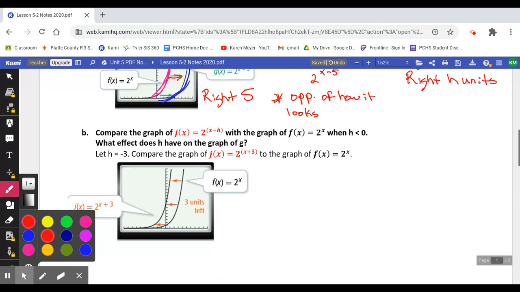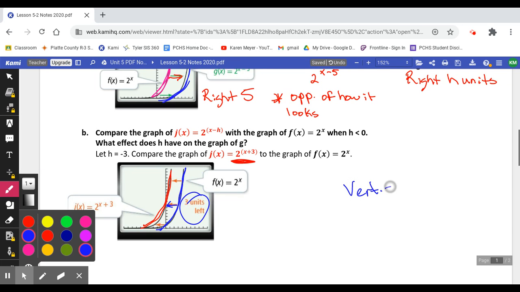And then if you want more proof, you can come down here and look at my second example. You're going to notice up here, it says 2 raised to the x plus 3. So that's this red one, compared to my original one, which is blue. And this time you notice that you're going to the left 3 units. So super important. I'm going to write it down here again.